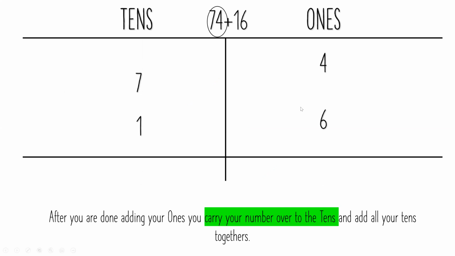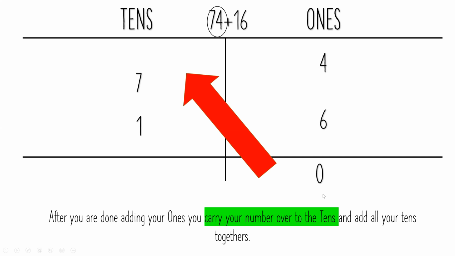Awesome. Let's check our work. So we're going to add our ones first. 4 plus 6 is 10. So I have a 0. I'm going to take my 1 and carry it over to our tens. And now I'm going to add my tens. So I have 7 plus 1 plus 1. It's 90. This problem looks a little tricky because I don't have the counters helping me to count and add. Take a picture of your work when you're done.